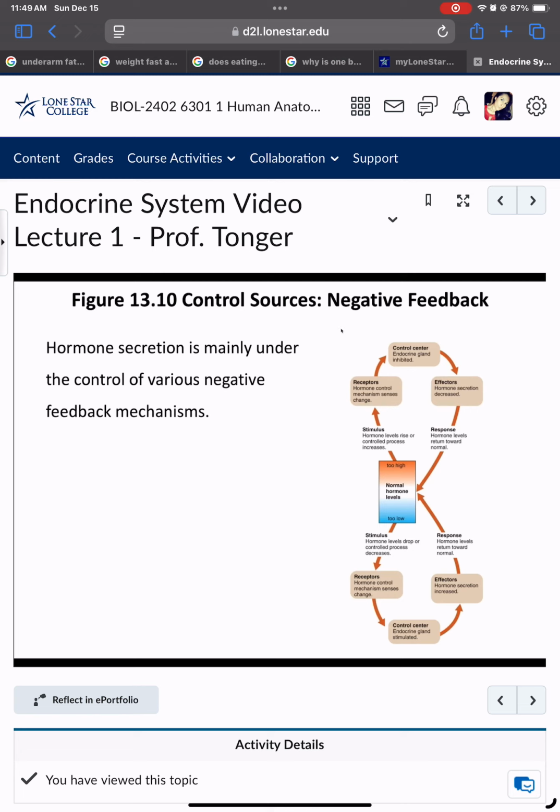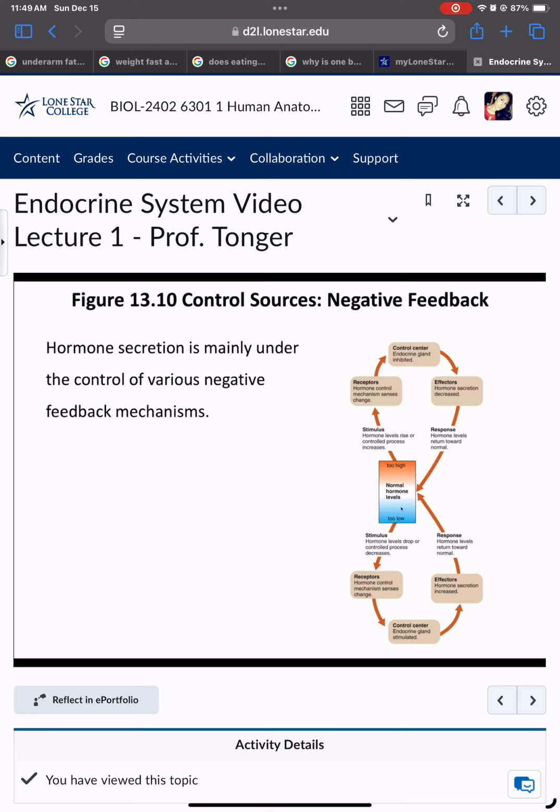Now, coming to the homeostatic control of hormone levels, hormone secretion is mainly under the control of various negative feedback mechanisms. Going back to ANP1 in your first chapter, I'm pretty sure we know what homeostasis is. Homeostasis is the mechanism of maintaining internal stable conditions of various variables. Hormones play a very important role, and their secretion also is controlled by a negative feedback loop.